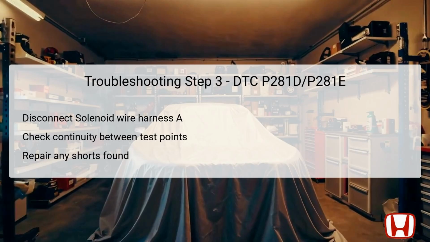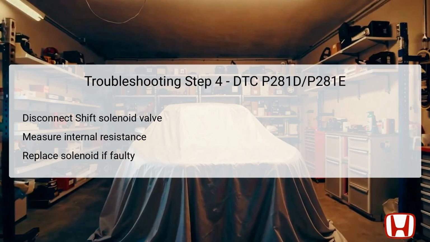If continuity is confirmed, take appropriate measures to repair the short in the Sol C line between the solenoid harness and the PCM. This step is crucial as it addresses any underlying wiring issues that could contribute to the trouble codes detected. In the final troubleshooting step, disconnect the Shift Solenoid Valve OP2P connector.